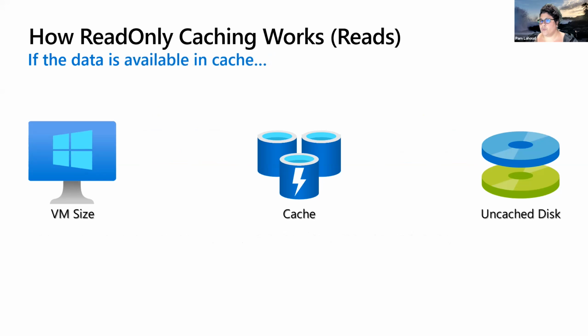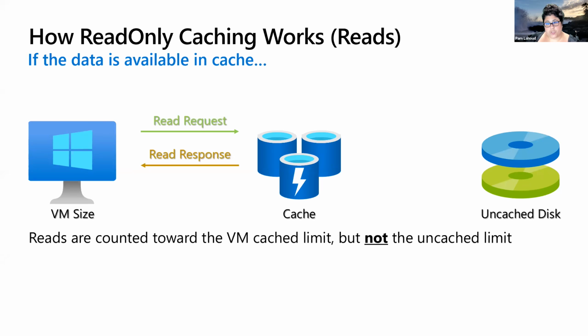If the data is available in the cache, the read request hits the cache and comes back from the cache. We never go to the remote storage. Therefore, this read is counted toward the cached limit on the VM, but not the uncached limit. This is where read caching can really be a benefit for SQL Server workloads, because when you choose a VM that is capable of doing caching, if you don't turn caching on, you're leaving IOPS and throughput on the table because you won't use it unless you have your caching.